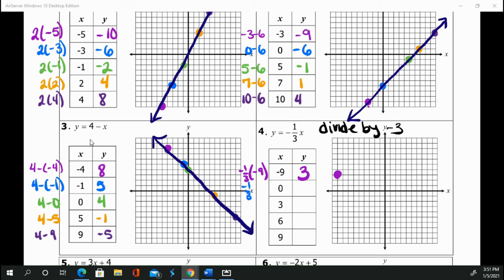So when x equals negative 9, y equals 3. When x equals 0, y equals 0. That's the point at the origin, 0, 0. When x equals 3, y equals negative 1. When x equals 6, y equals negative 2. And when x equals 9, y equals negative 3.